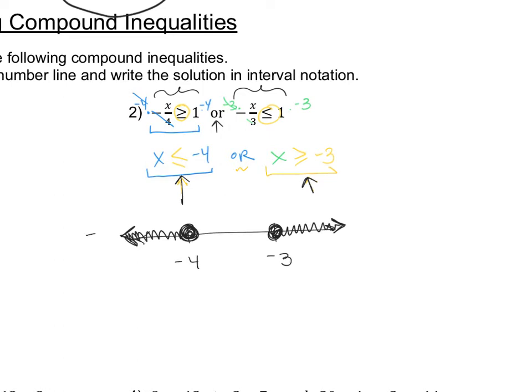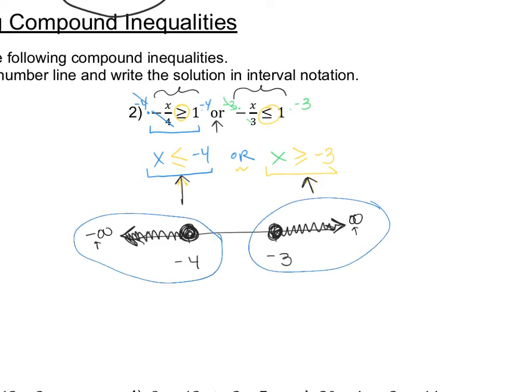I'm going to put my infinities on here to help with my interval notation. So remember that it goes negative infinity to infinity, little to big. So I have two intervals here. You're either living here or you're living here. This is negative infinity to -4 with a bracket. Or in math, we're going to write a little u for union. And then it will be -3 to infinity.